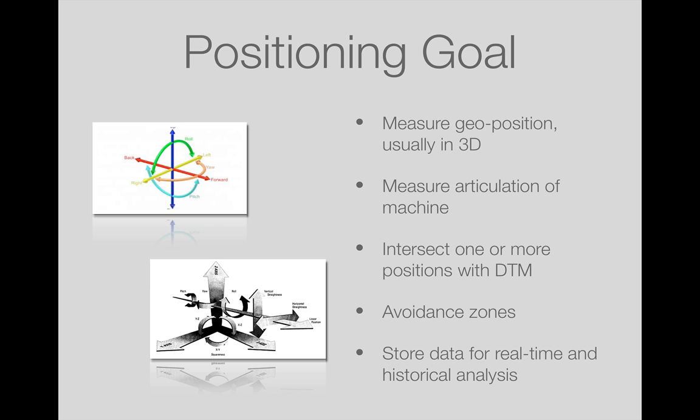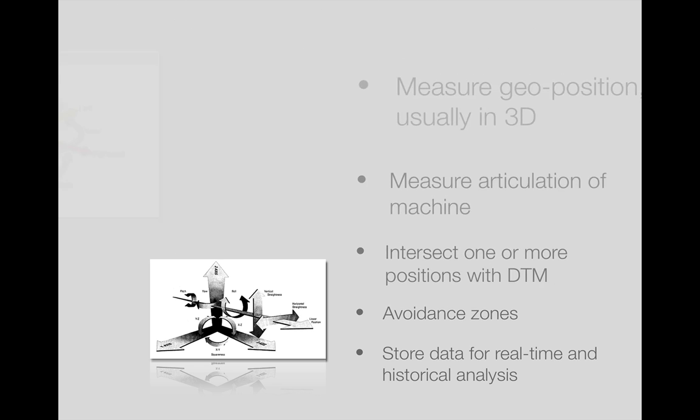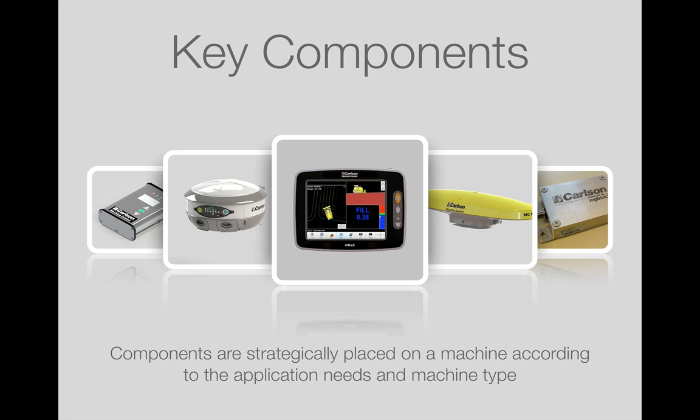And then some of the bigger picture items are that we're able to stream data locally or back to the office, or store data locally, and then be able to produce real-time or post-analysis reporting, production, and even do historical playback of the actual machine. So these are the key components that we're currently using to solve some of these positioning challenges.